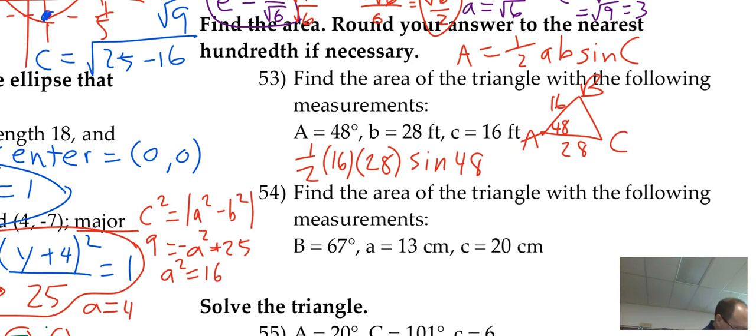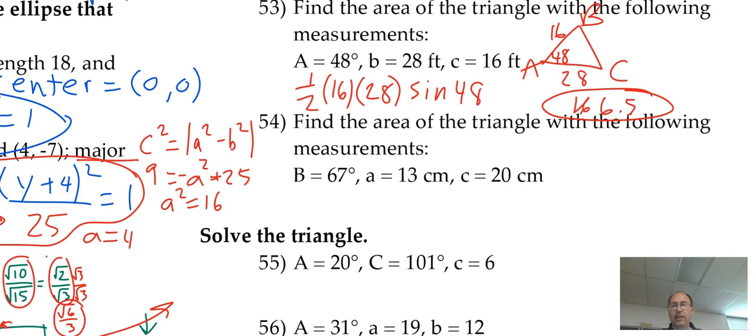0.5 times 16 times 28 sine 48. 166.5. Okay, 166.5 is the area. And can I get a whoop whoop? Yes, from the answer sheet.